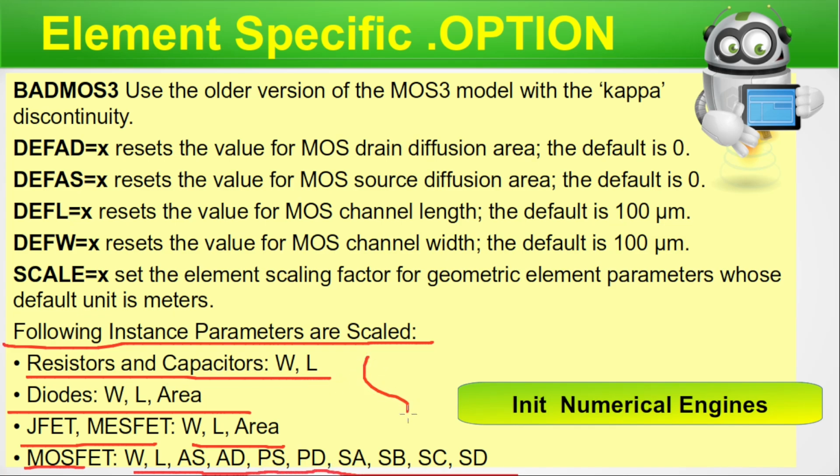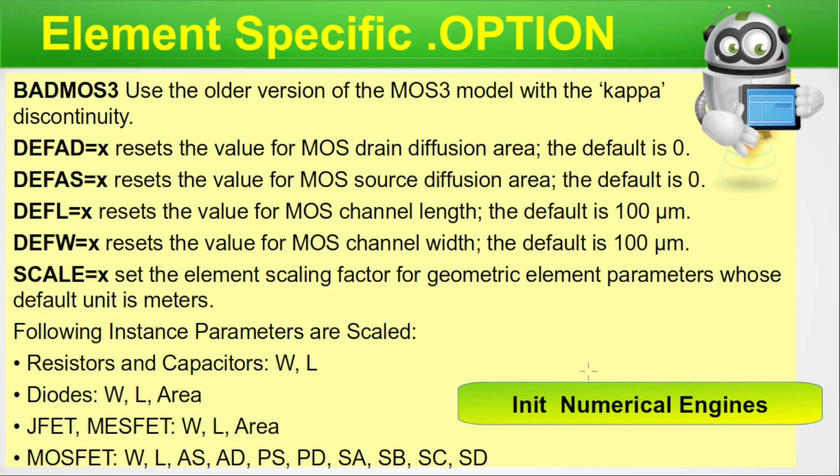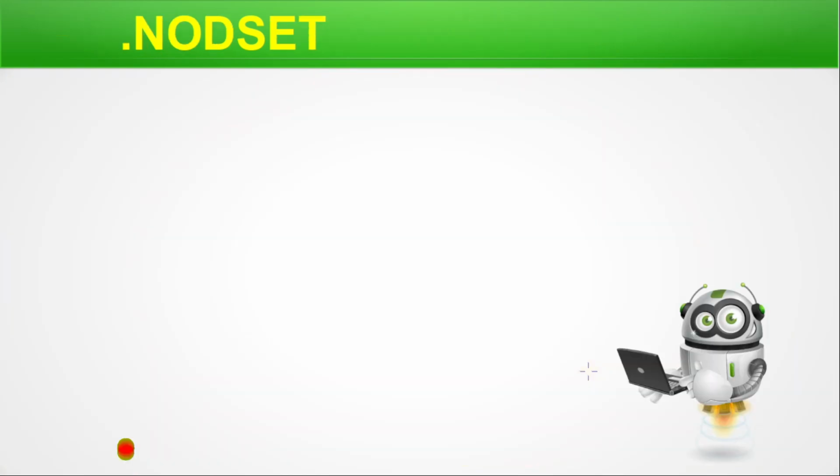So all these things, these are parameters. Those reside in the BC models, right? And those can be scaled, and the scaling control will be done by this. So these are the element specific options. This way you can tweak them. We are done with this particular slide. So let's move on to the next slide.